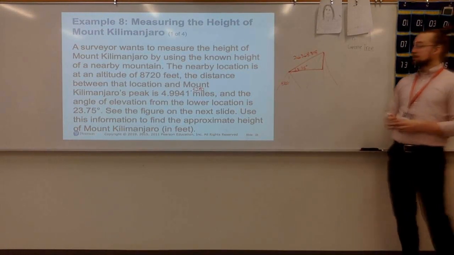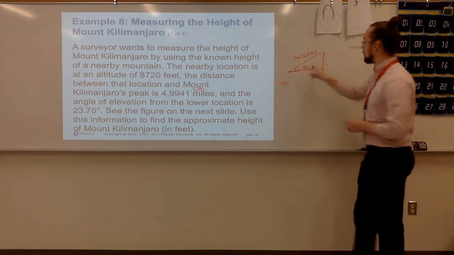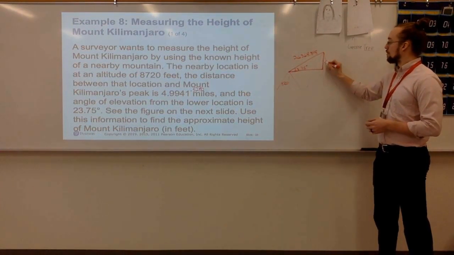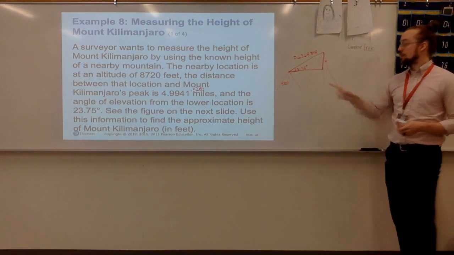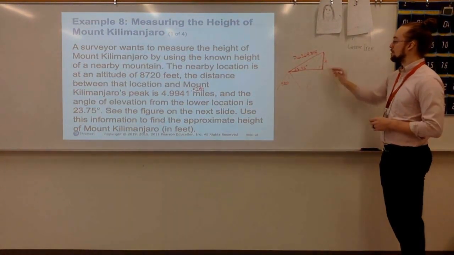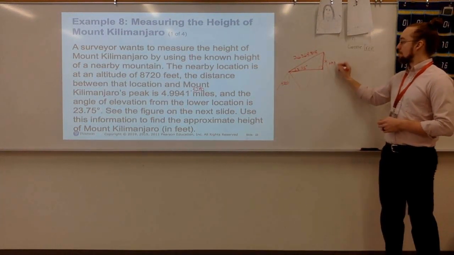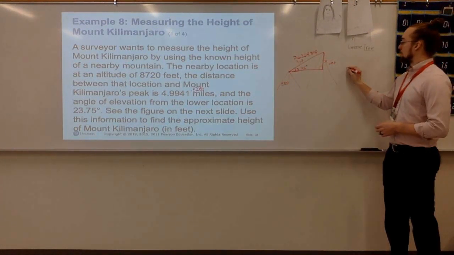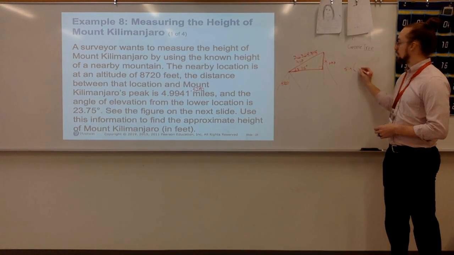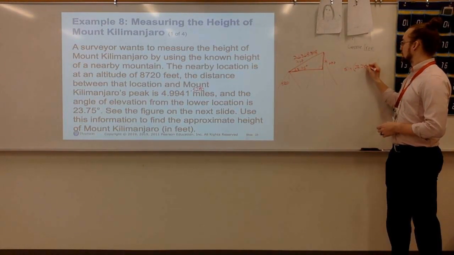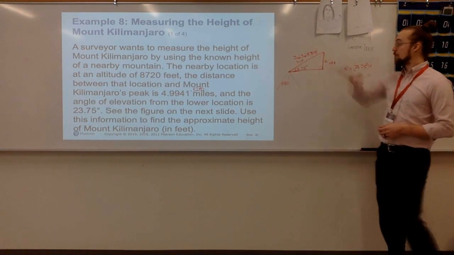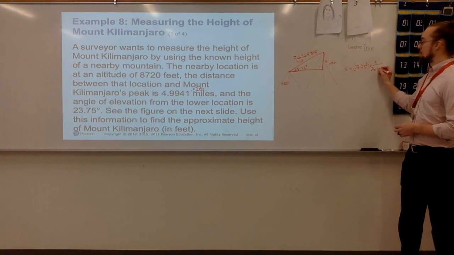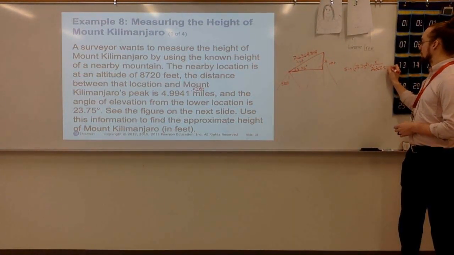So if I know that this hypotenuse is 26,000, and I want to find the opposite side, I'm just looking at this right triangle first. Dealing with opposite and hypotenuse, so we're going to use sine. So I would say the sine of 23.75 equals opposite over hypotenuse. So x over 26,368.848.